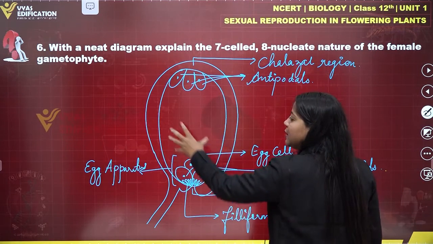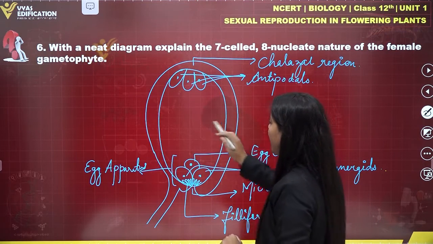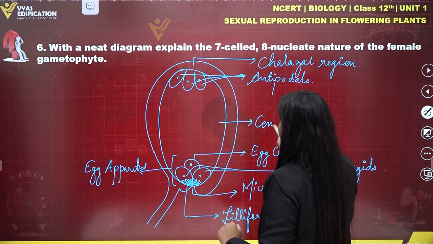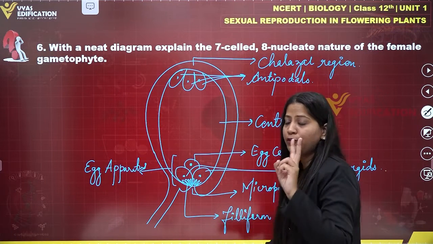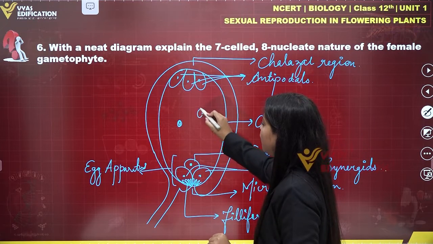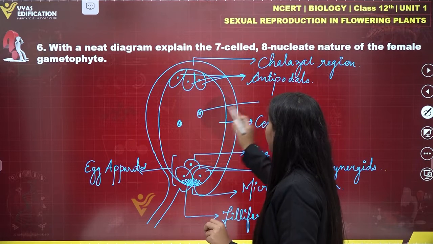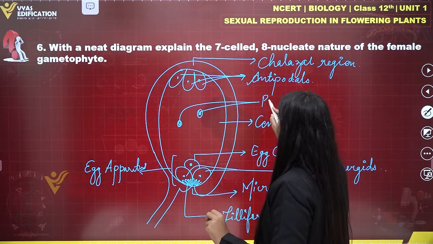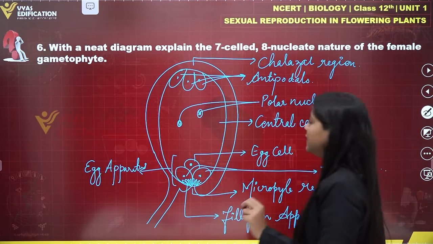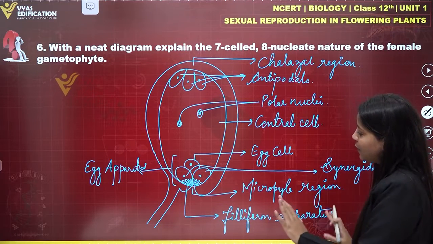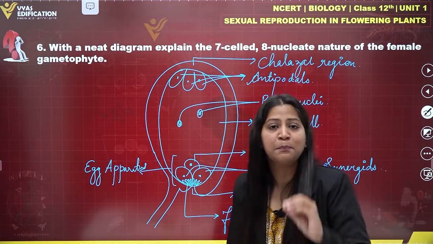Now this whole part between this region and this region is known as the central cell, which consists of two nuclei. These are not cells, these are two nuclei. These two nuclei are known as polar nuclei. So we have completed the structure with labeling of the female gametophyte. The female gametophyte is the embryo sac.